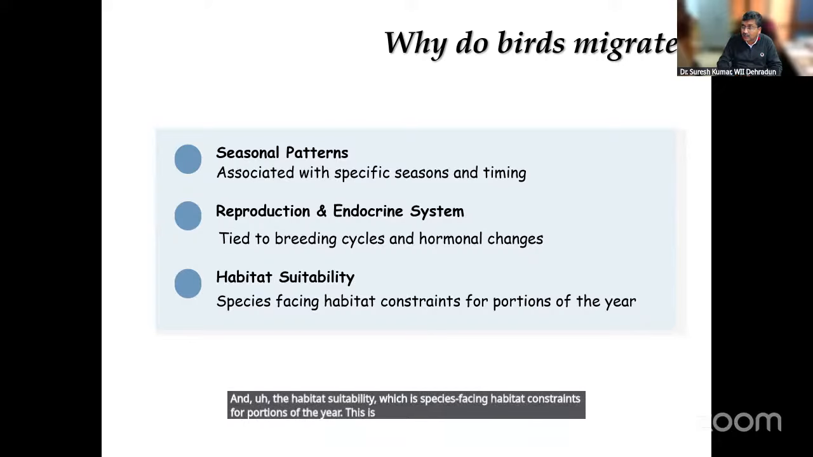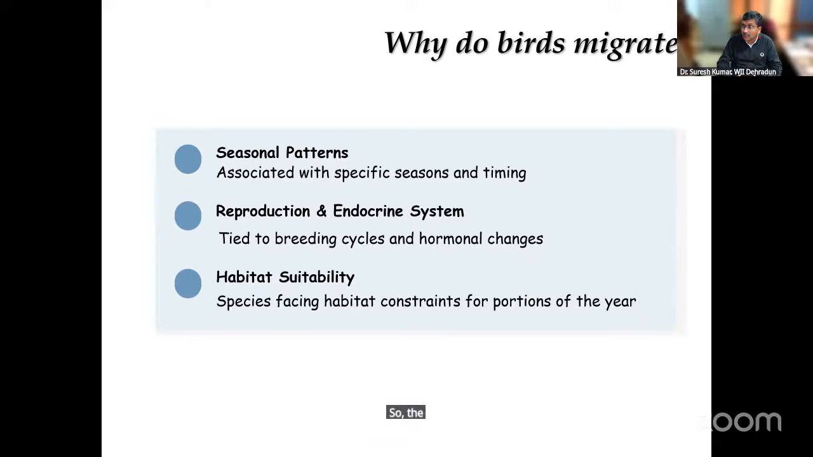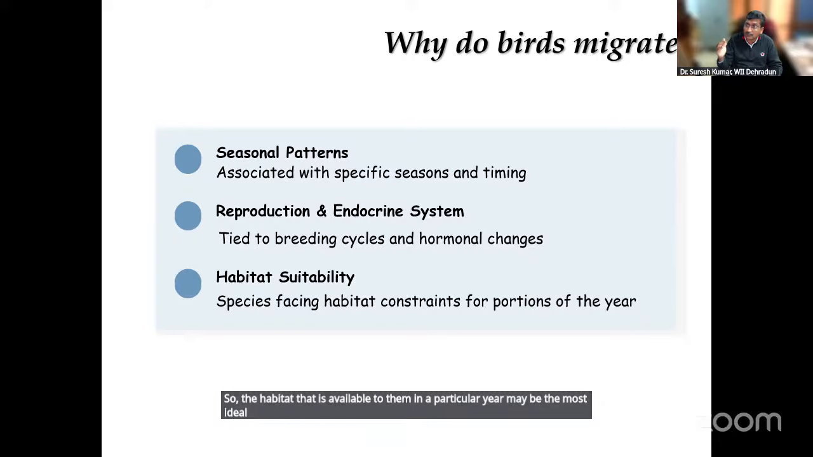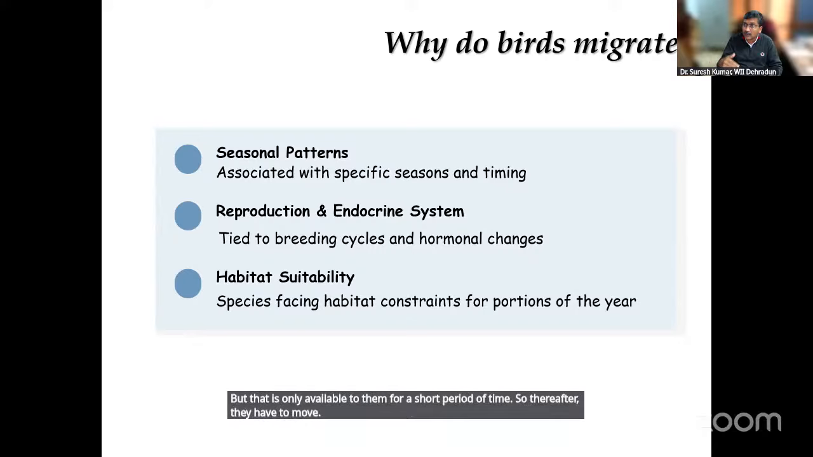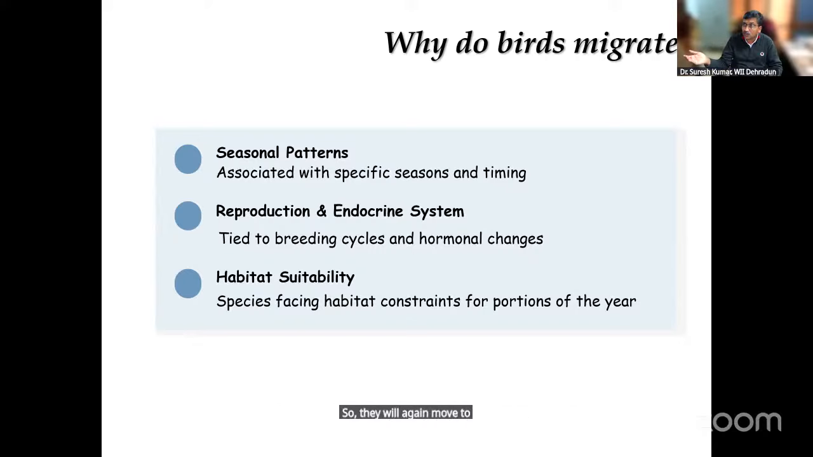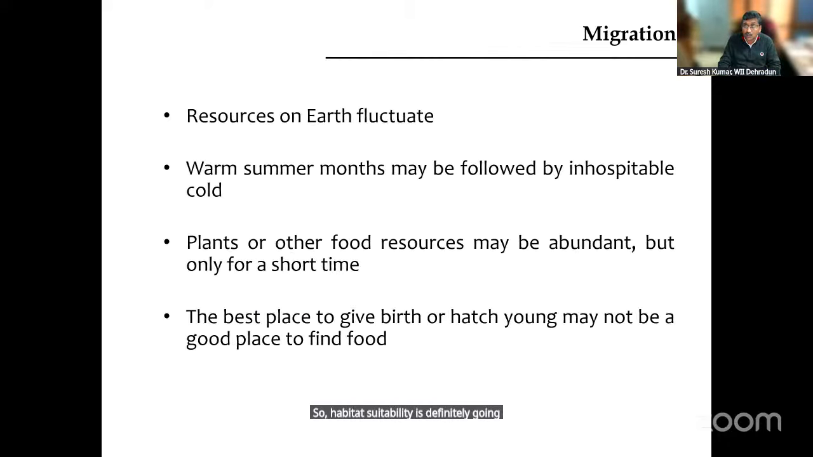This is again tied to the seasons. So the habitat that is available to them in a particular year may be the most ideal habitat for them, but that is only available to them for a short period of time. So thereafter they have to move. So they will again move to another place where they're again seeking out similar kinds of habitats to what they have been in the northern latitudes. So habitat suitability is definitely going to be important.